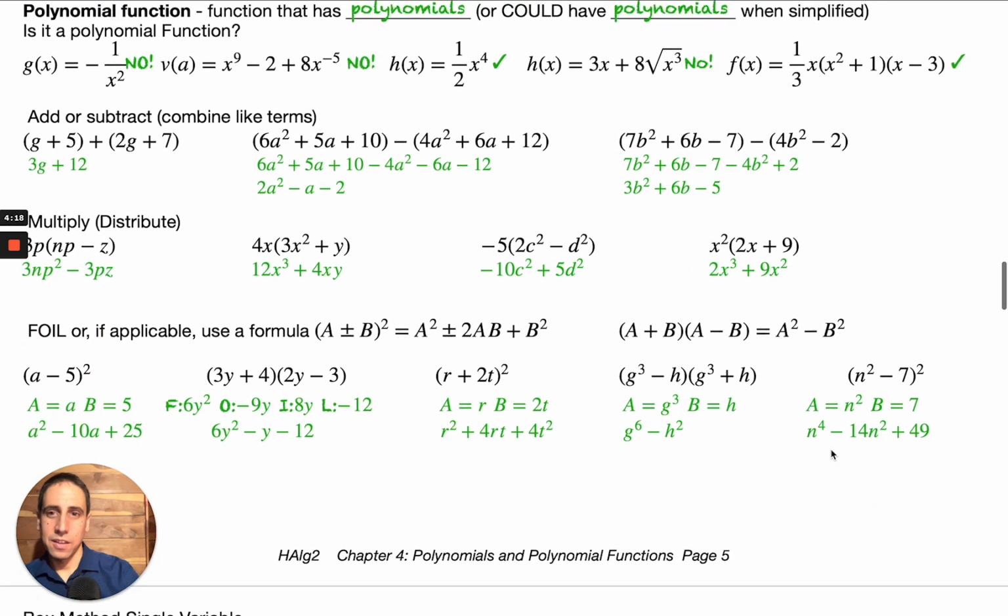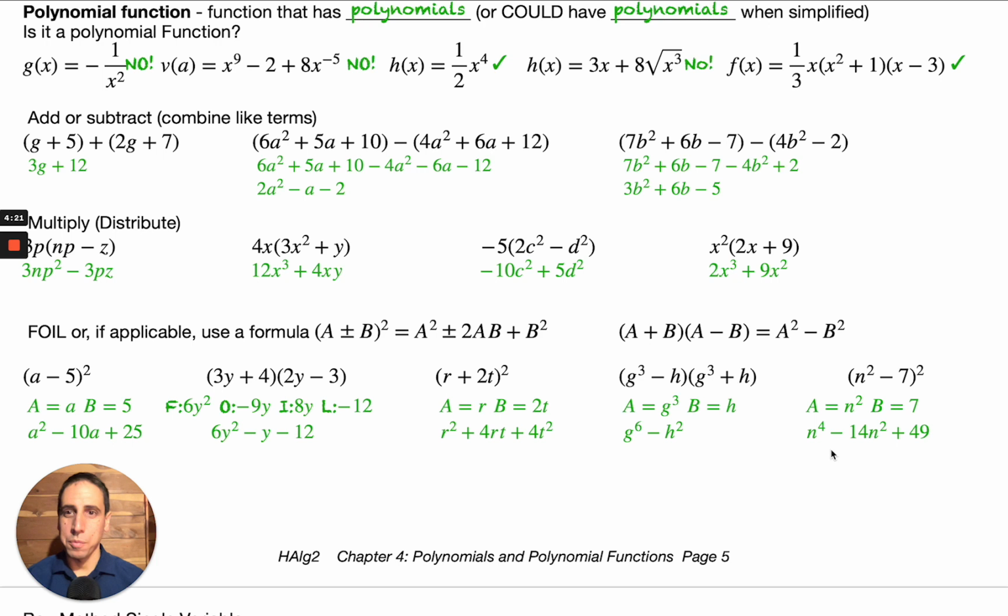Now, if you have anything more than a monomial, for example if you have binomials, then you could FOIL. Or if it's applicable, you could use the formulas that we have. So a minus 5 squared, remember, in the formula little a is here and then b is here, 5. And so using the subtraction version of this formula becomes a squared minus 2ab plus b squared, or little a squared minus 10a plus 25.